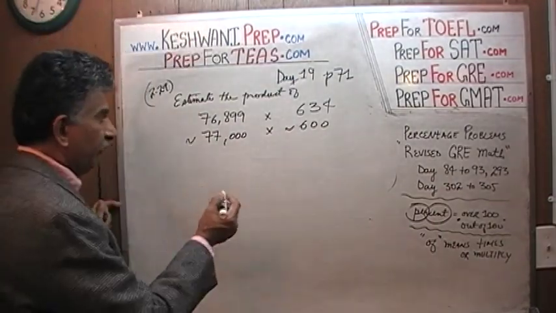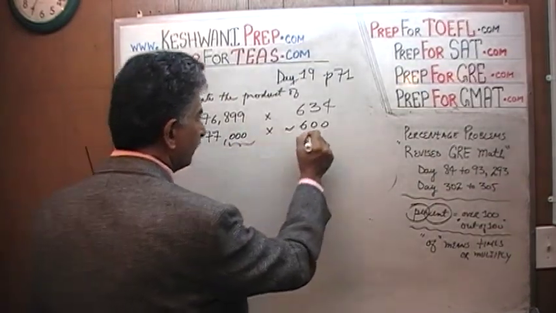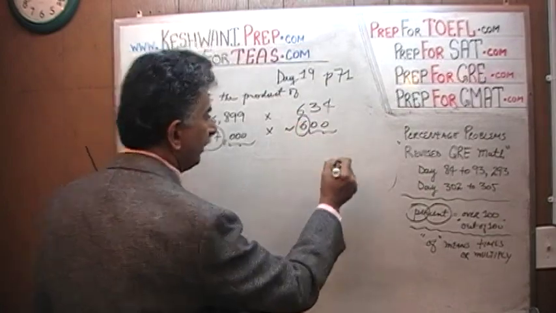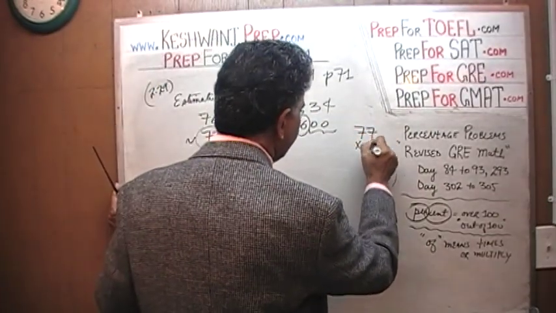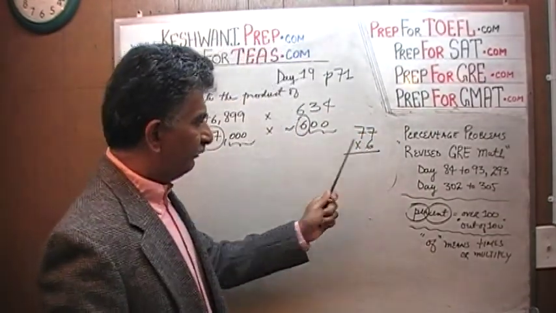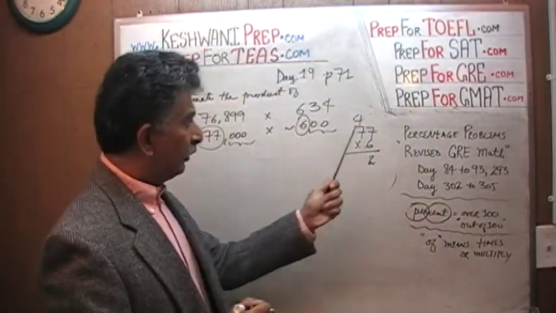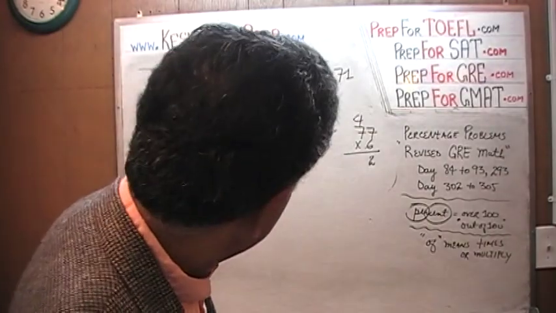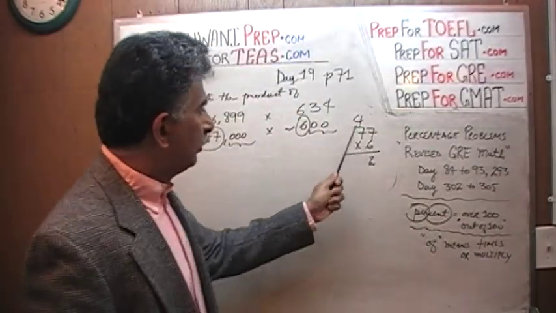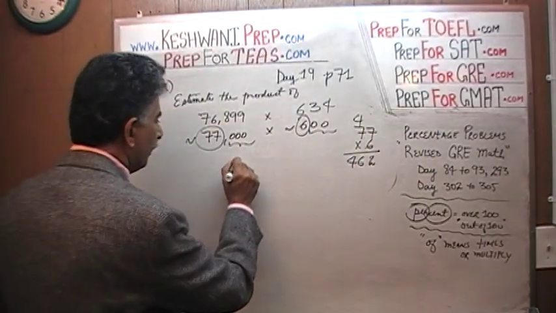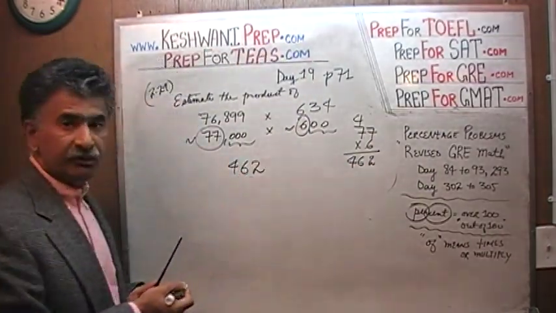We simply have to multiply. Forget the zeros. Don't pay any attention to the zeros right now. Don't waste your time with them. We have 77 and we have a 6. Let's find out what 77 times 6 is. 7 times 6 is 42. 2, carry 4. 7 times 6 is 42, plus 4 is going to be 46. So there you go, 462, and now you stick your zeros back.